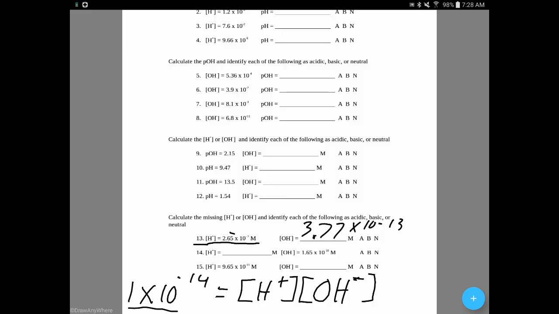Now to determine if it's acidic or basic, again, we have to determine which one has a higher concentration, H plus or OH minus. The H plus concentration is 2.65 times 10 to the negative second. OH minus is 3.77 times 10 to the negative 13th. 2.65 times 10 to the negative second is a higher concentration than 3.77 times 10 to the negative 13th. So the concentration of H plus is higher than OH minus, which means it is acidic.